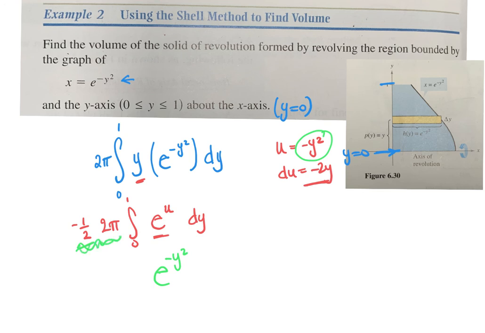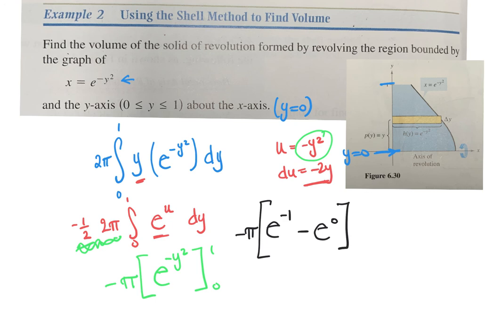These simplify, negative 1/2 and 2 simplify to just negative 1, right? So negative 1 pi. And we're going from 0 to 1. I plug in a 1. I get e to the negative 1. And that's minus e to the 0. In this case, you have to plug in e to the 0 because it's actually a number. What is e to the 0? It's just 1. So you get negative pi, and I'm going to rewrite this as 1 over e minus 1.